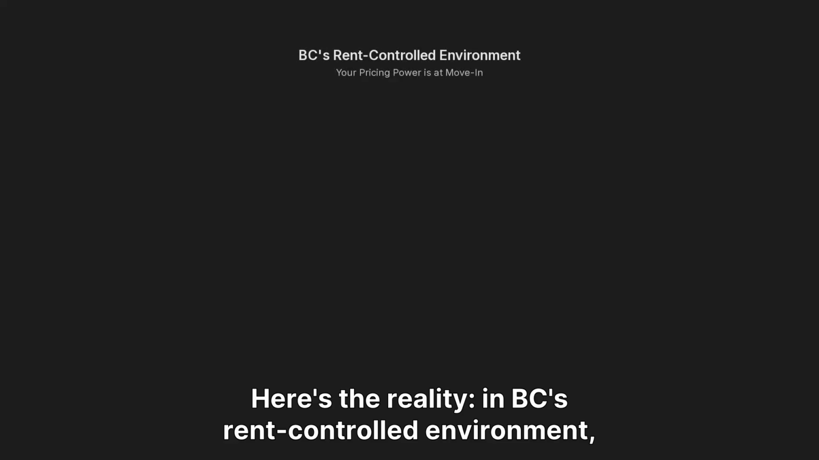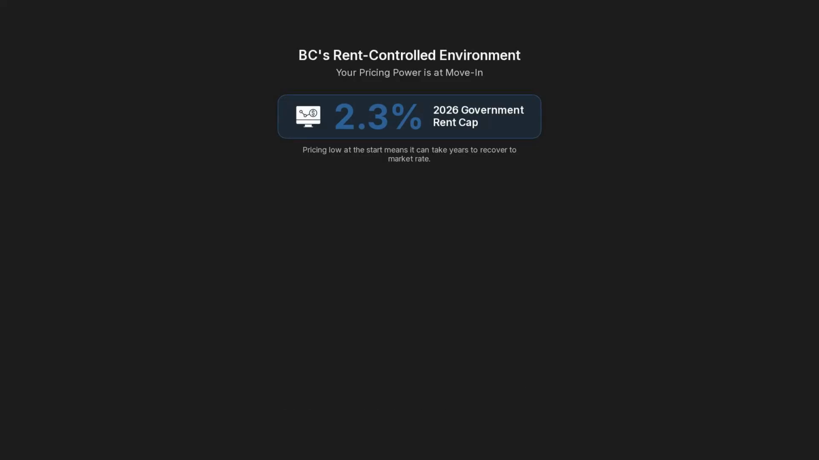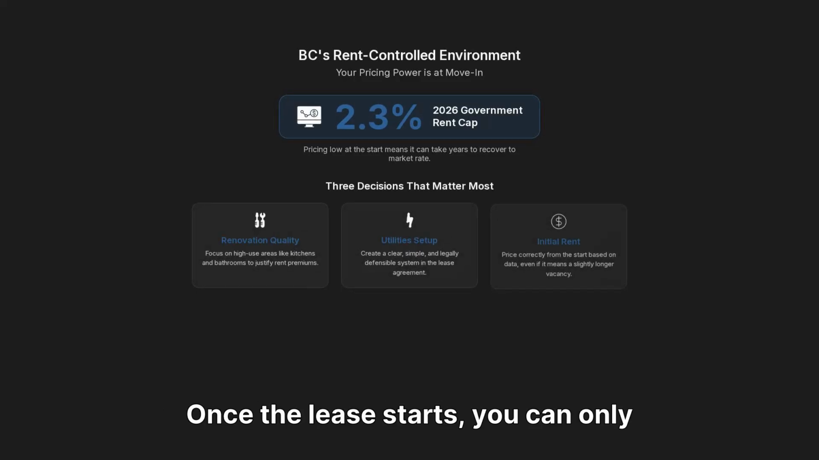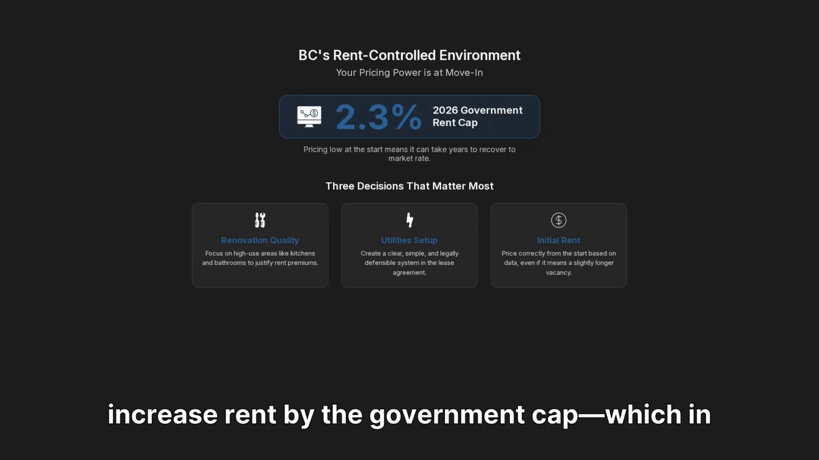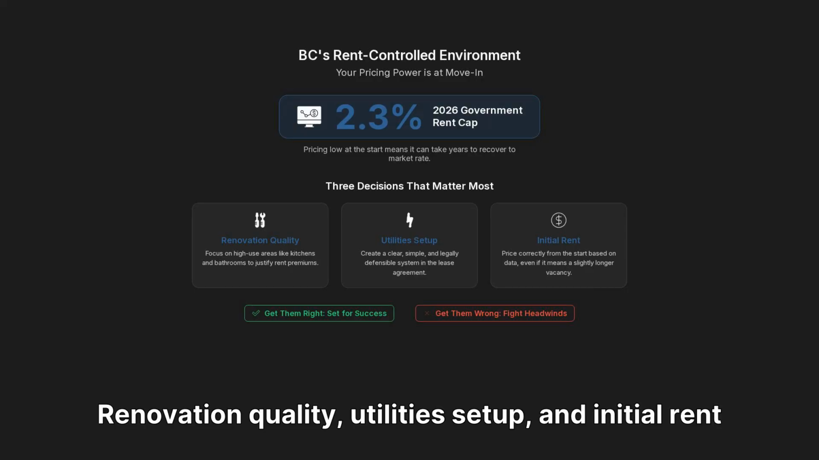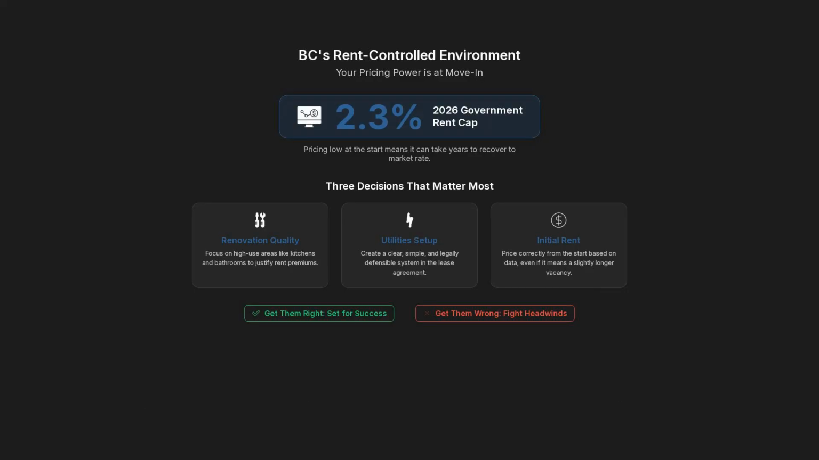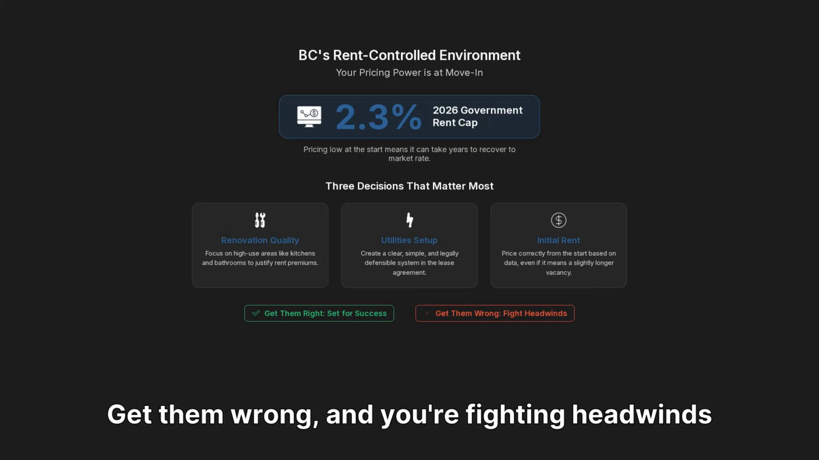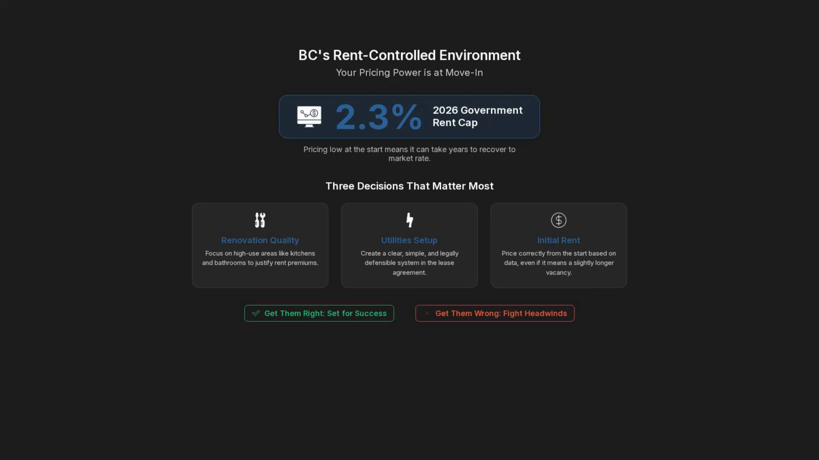Here's the reality. In BC's rent-controlled environment, most of your pricing power happens at move-in. Once the lease starts, you can only increase rent by the government cap, which in 2026 is 2.3%. That means if you price low at the start, it can take years to recover. Renovation quality, utility setup, and initial rent are the 3 decisions that matter most. Get them right, and you set yourself up for success. Get them wrong, and you're fighting headwinds for years.